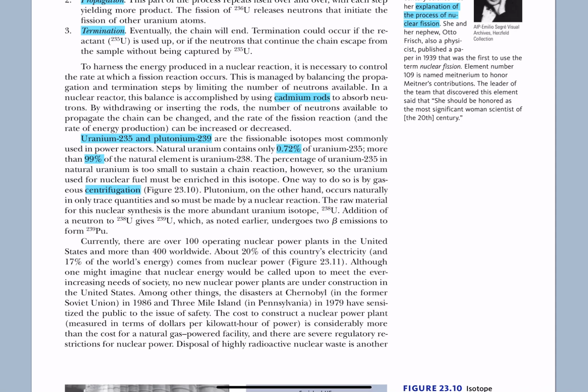Right now, in the United States, we have about 100 operating nuclear power plants. Some of them are 40 to 50 years old. Around the world, we have about 400. In the United States, just slightly less than 20% of our electrical energy comes from nuclear, and about 17% of the world's energy does. Some countries, it's much higher percentage-wise than the United States.